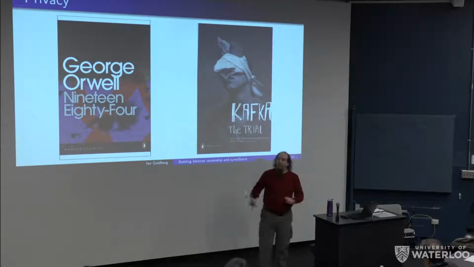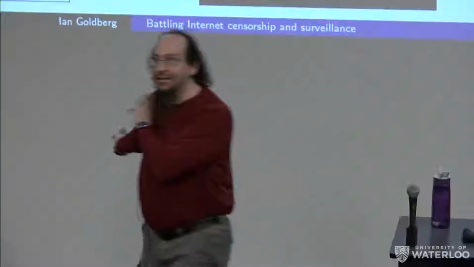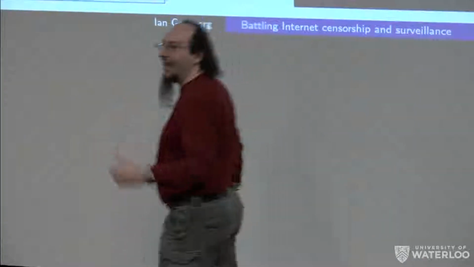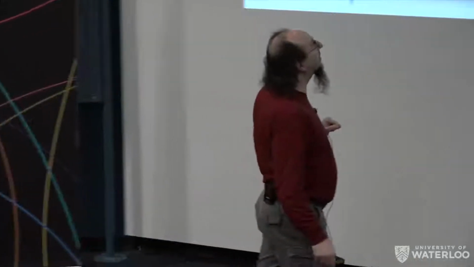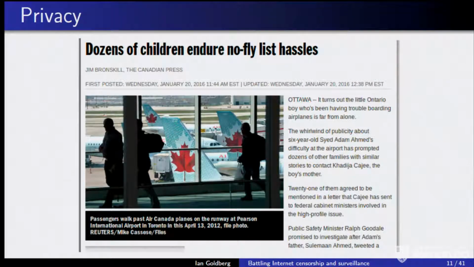In more Kafkaesque settings, you have a bureaucracy, for example, that decides that you are a bad person and, for example, doesn't let you board an airplane. Okay? So we've seen this just from a few weeks ago, a story about dozens of children that are on the no-fly list. Why? We don't know. Right? They won't say. How do you get off it? We don't know. They won't say. Can you even do it?